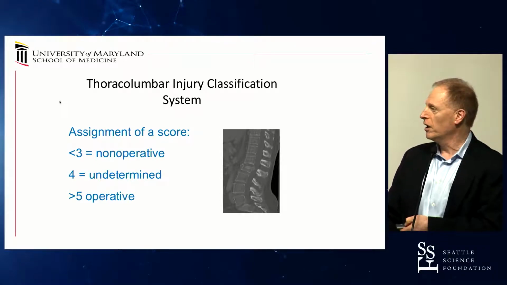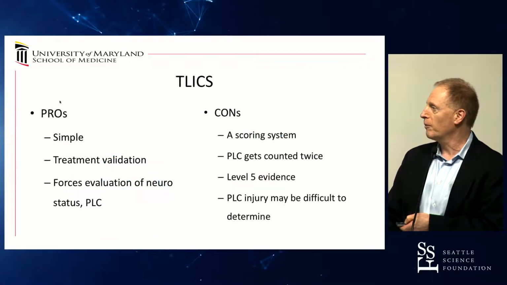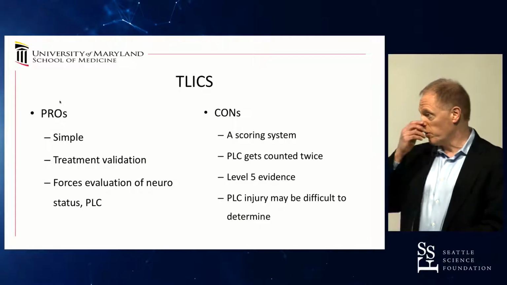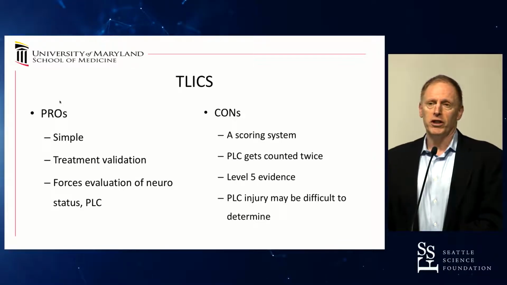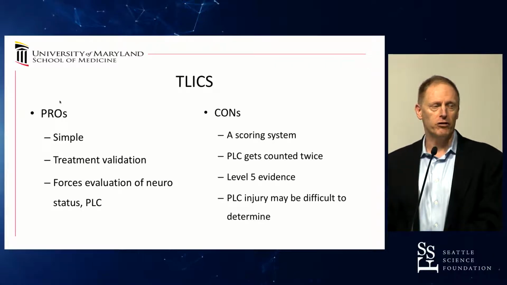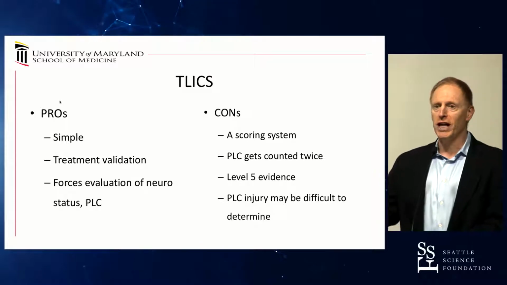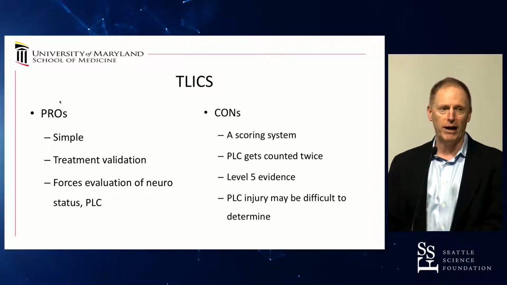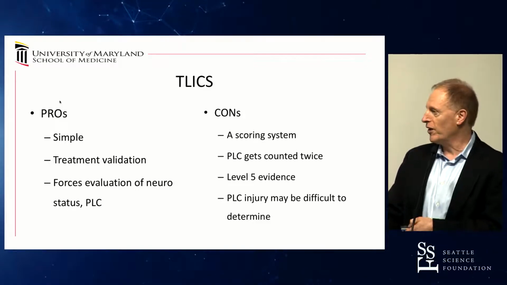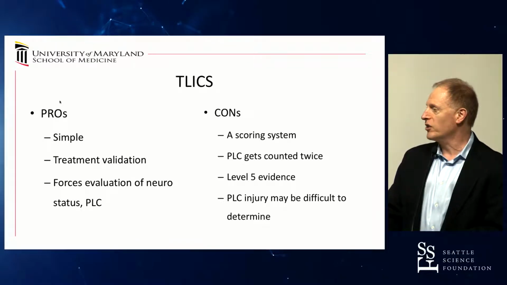And again, less than 3 is non-operative, 4 is indeterminate, and 5 is operative. What are the pros? Well, the pros: it's very simple. There has been some treatment validation. I mean, TLICS really sits in the realm of expert opinion, grade 5 evidence. There is no randomized prospective study that says if you use this classification system, your patients will have better outcomes than if you don't. But there is expert validation. As I said, it makes you use the neurologic status.